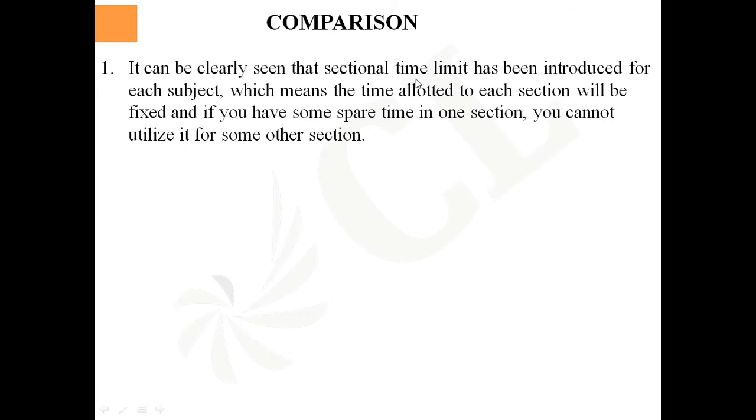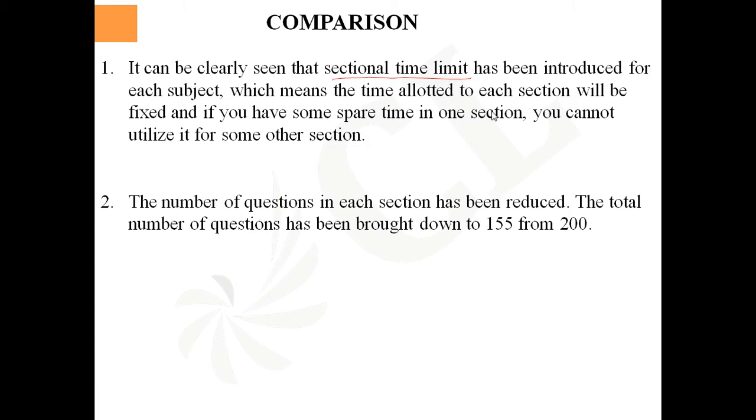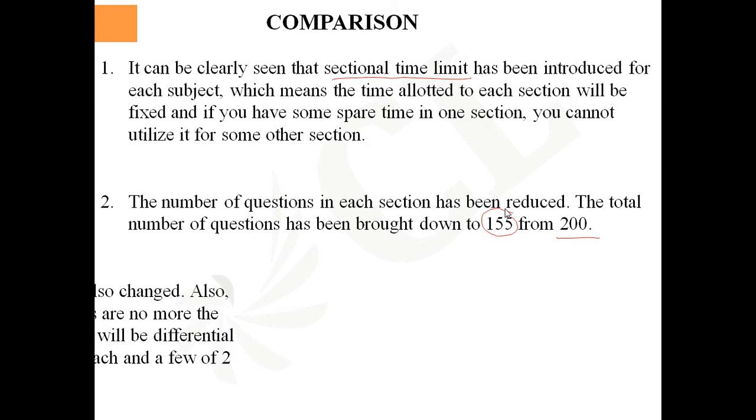Sectional time limit has been introduced in each subject, which means the time allotted to each section will be fixed, and if you have some spare time in one section, you cannot utilize it for some other section. Next, the number of questions in each section has reduced. We have already seen that previously it was 50, 50, 50, 50. Now it has reduced to 45, 35, 40 such questions. So the total has been reduced from 200 to 155. Just see, the number of questions are reducing. What does that mean? Let us see.